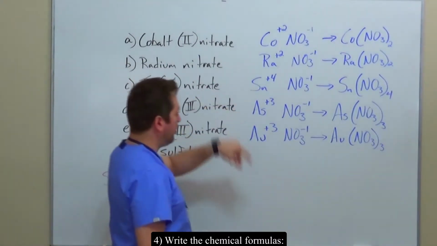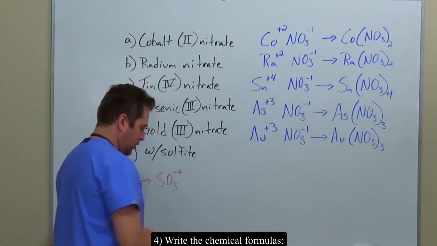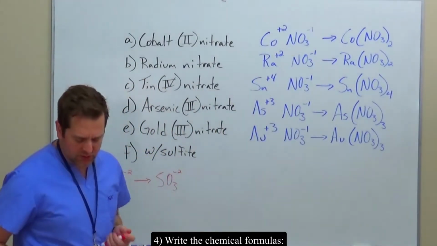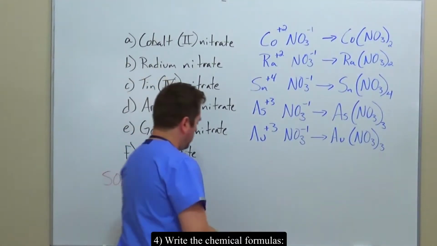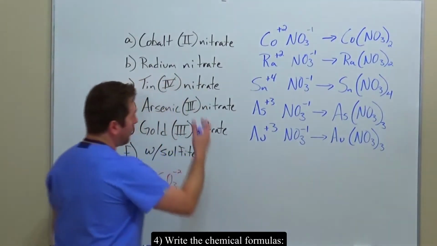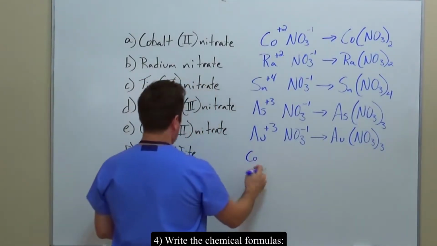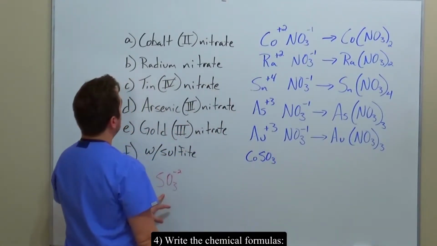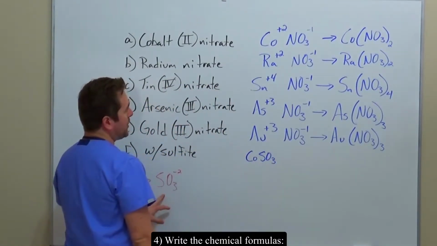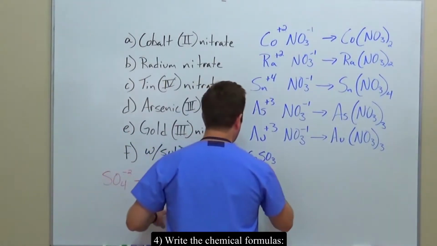So let's go back through and we'll go ahead and do our new compounds as if they're bonded with sulfite. So we have cobalt 2 sulfite. Now think about that. Cobalt just has a +2 charge. So we'll say cobalt and then our SO3. That one is done. All right, radium. Radium has a +2 charge. Sulfite has a -2 charge. It's done.